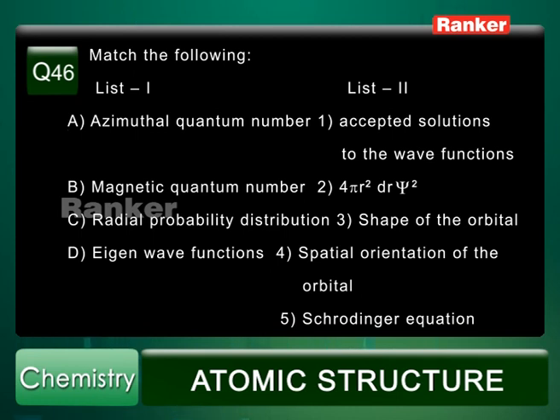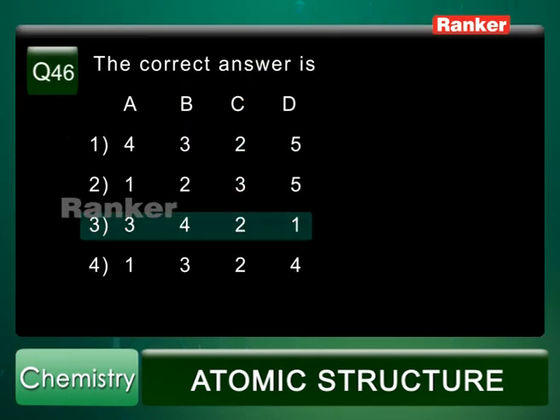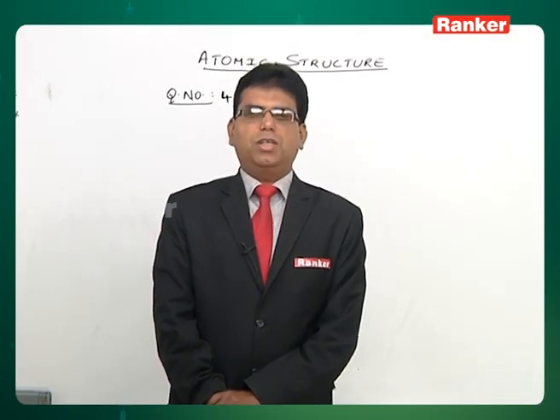And the radial probability distribution function, that must be 4 pi r square dr psi square. So C must be 2. And eigen wave functions are related to the accepted solutions to the wave functions. So D must be 1. So the correct answers must be azimuthal quantum number shape A3, B4 spatial orientation, C2 radial probability, and D1. So the correct answer must be option 3. Now let's move to question number 47.